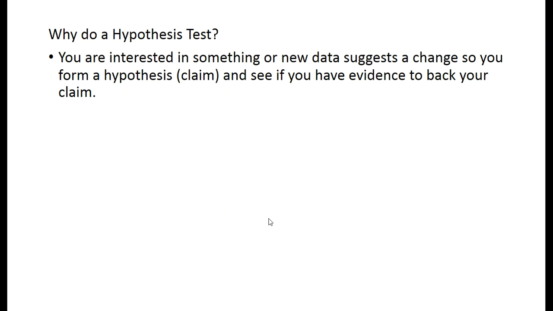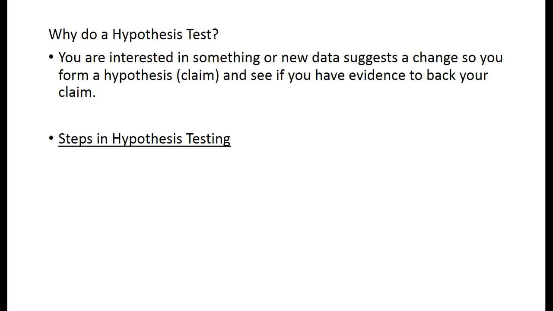Okay, so why do a hypothesis test? What's the whole point? We've been gathering data, but what is a true hypothesis test? So really, if we want to test something, that means you're either interested in the subject or there's some other claim that's been proven and new data suggest a change. So you want to form a hypothesis or a claim and see if you have evidence to back up your claim. Here are the basic steps in hypothesis testing.